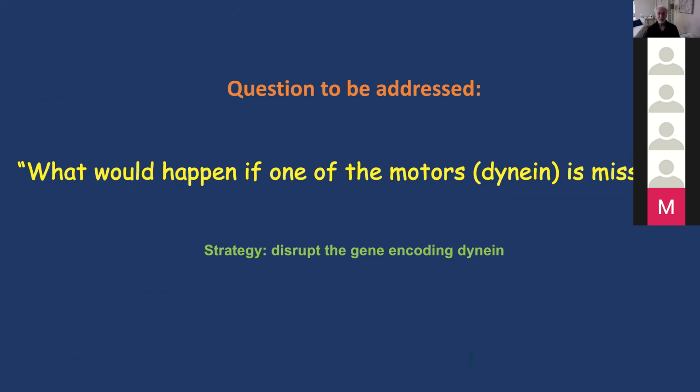So the question then was, what would happen if one of the motors was missing? And the strategy to address this question was to disrupt the gene encoding Dynein. And this was back in the 1990s. That paper I showed you was published in 1998. So this was back long before CRISPR.